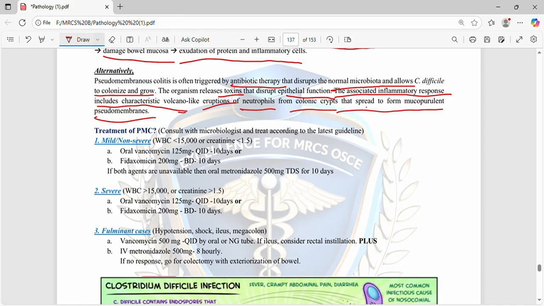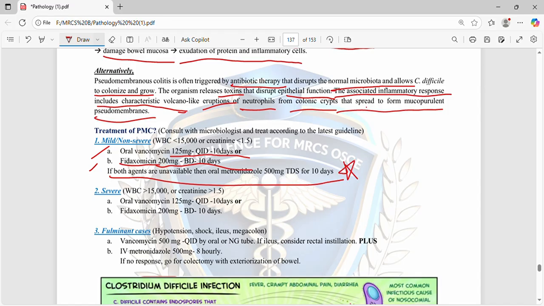So what is the treatment? Consult with a microbiologist and treat according to the latest guidelines. If WBC is less than 15,000 or creatinine less than 1.5, oral vancomycin 125 mg QID for 10 days is the first line drug, or fidaxomicin, the second line according to NICE guidelines, 200 mg BD for 10 days. If both agents are unavailable, then oral metronidazole 500 mg TDS for 10 days.